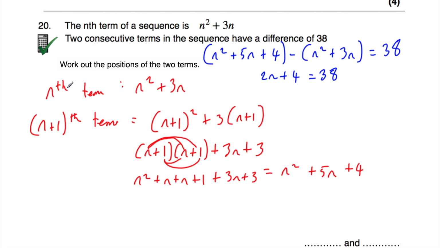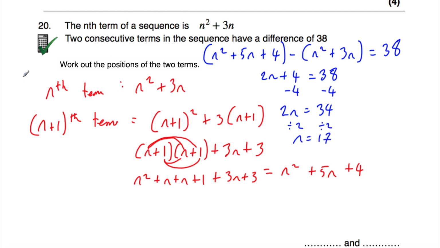And if we solve this, we'll be able to find the nth term, and then we'll know what the n plus 1th term is, and then we'll know the two consecutive terms. So let's solve this. Let's take away 4 and take away 4. So we're going to have 2n is equal to 34, and divide by 2 and divide by 2, and we get that n is equal to 17.